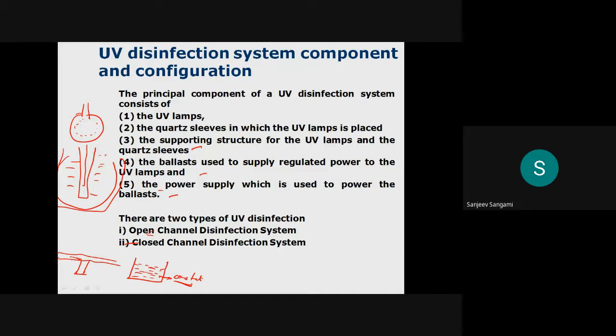But in the open channel disinfection process, continuous flow will be there. The bulb will always be on, 24 by 7. When it is completely flowing, the bulb should be on 24 by 7, so every time it is going to disinfect and transfer.